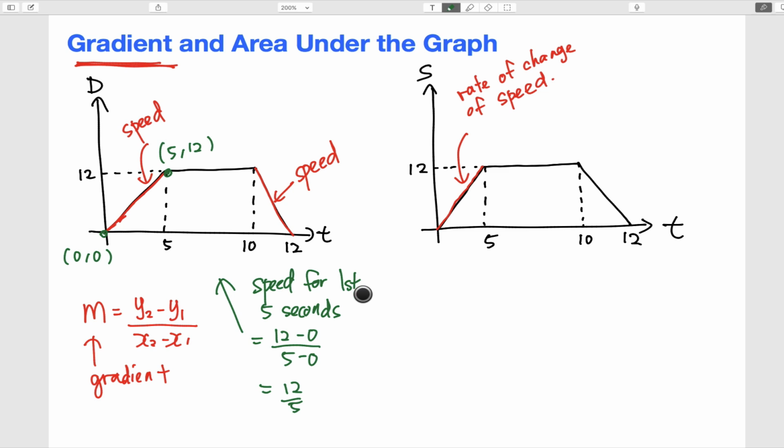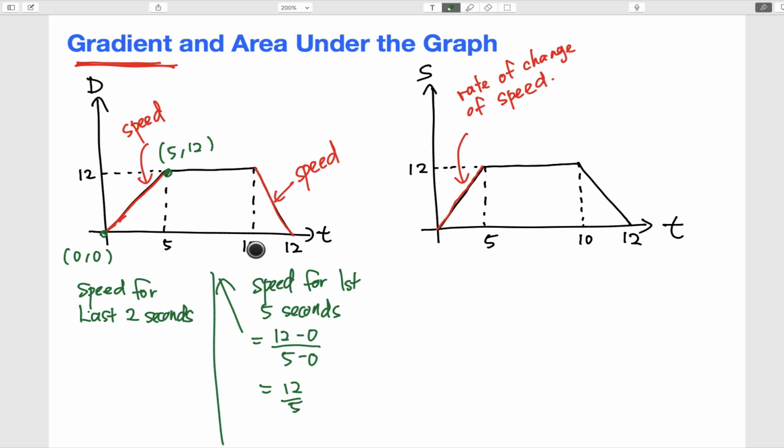Okay, but sometimes the questions like to twist a little bit, and they say something like this. Find the speed for the last 2 seconds. In order to find the speed of the last 2 seconds, you understand the last 2 is from 10 to 12 over here, doesn't it? So to get the speed, same thing, I will use the 2 coordinates over here. This one is just 10, 12, and over here this one is just 12, 0. And then y1 minus y2 over x1 minus x2.